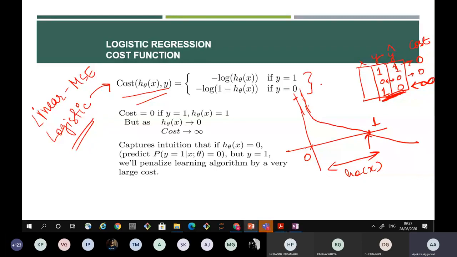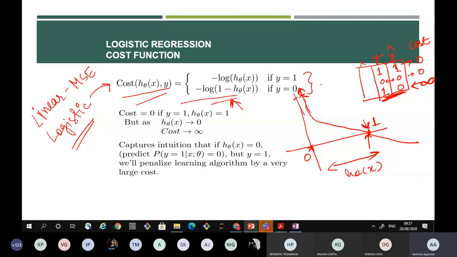Whenever the actual value is 0 and you are predicting 1, it will reach infinity at this point, and whenever you are predicting what is required, it will show your result over here. So no need to get into much detail about this. This is simply the cost function, you have to remember it, and it behaves like this.